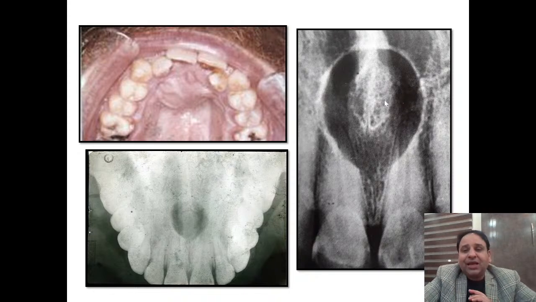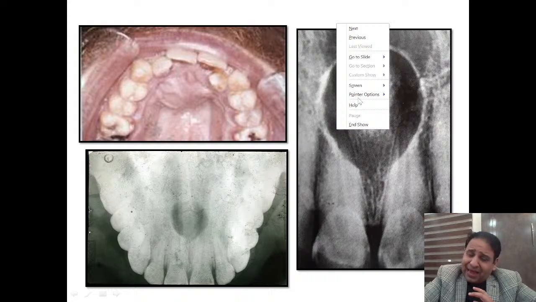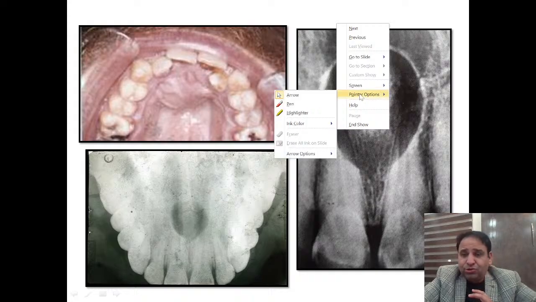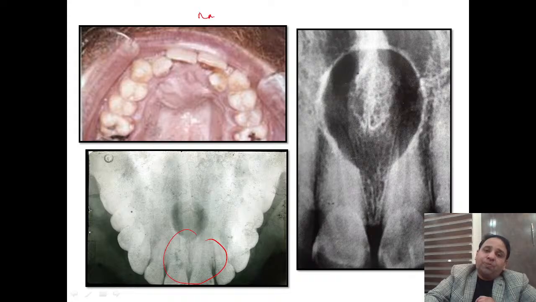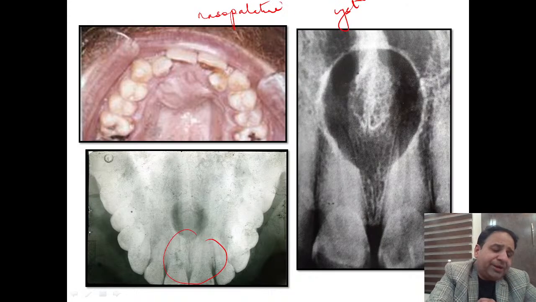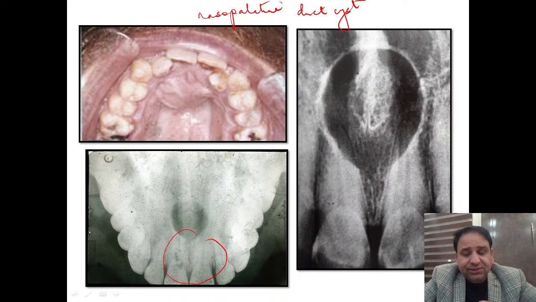So students, this is simple, but again it has appeared in your exams, so you all must be knowing this. What you see is a heart-shaped radiolucency between the roots of central incisors. This is nasopalatine duct cyst. So heart-shaped radiolucencies between two central incisors is nasopalatine duct cyst.